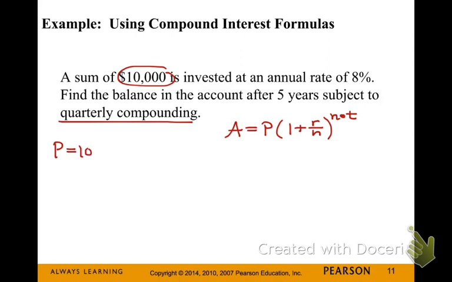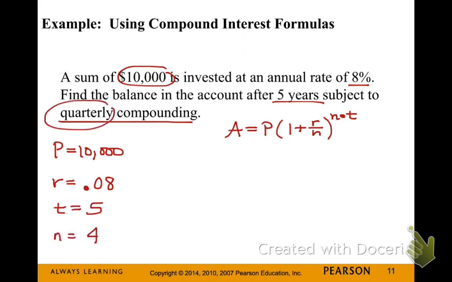Since we're starting out with $10,000, that's going to be our principal amount. The rate here was 8%, so we need to write that as a decimal by moving the decimal place 2 places to the left, giving us 0.08. And then since we're waiting 5 years, that's going to be our time. And since it's quarterly, there are 4 quarters in a year. And so that means the N here is going to be 4.